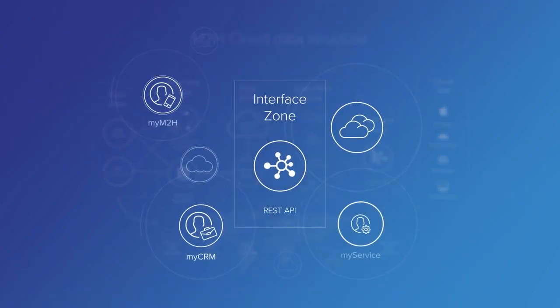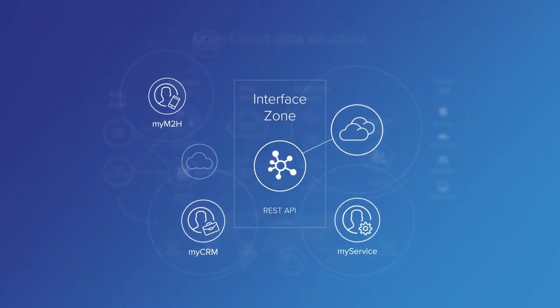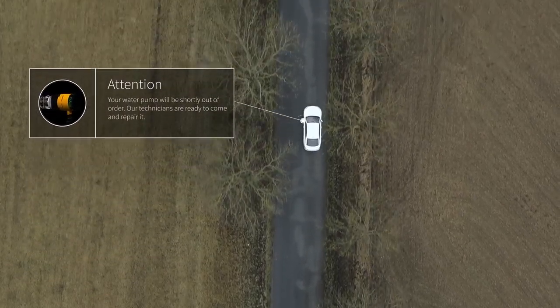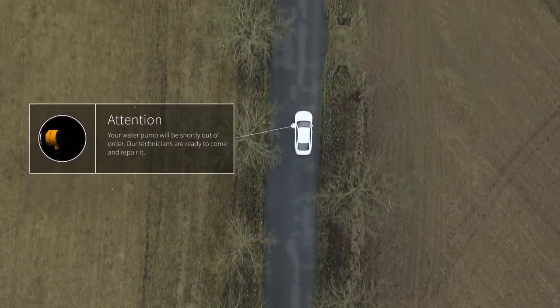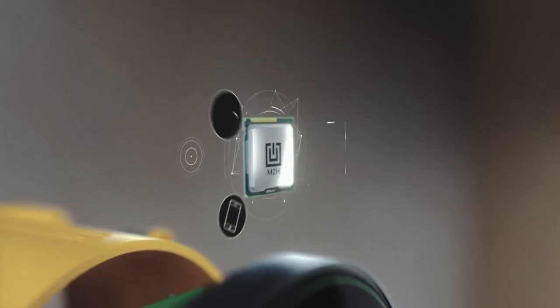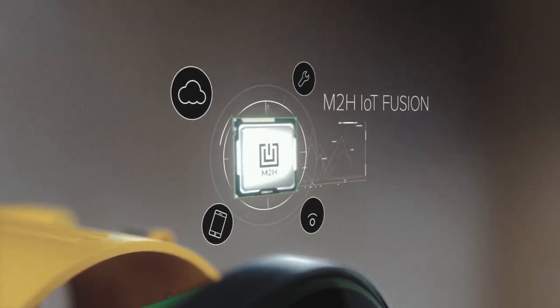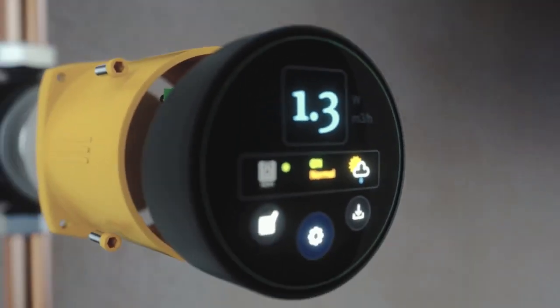Interface zone. The interface zone provides data access based on the REST API. Based on the platform of the final application such as iOS, Android or desktop, the provided API obviously differs.